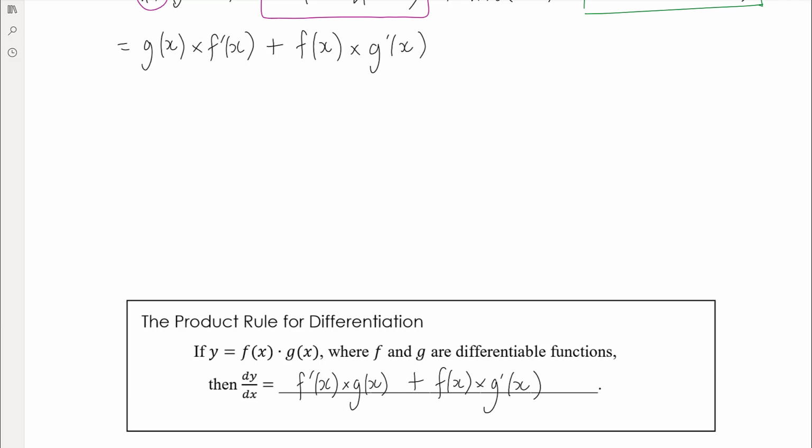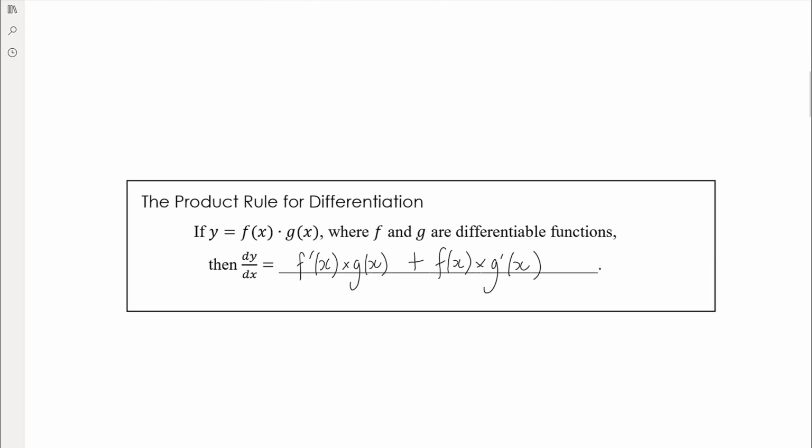So if you've got two functions multiplying together, you take the derivative of the first function, multiply that by the second function without changing it, plus you leave the first function as it is without changing it, and you multiply that by the derivative of the second function. So that's your product rule for differentiation.